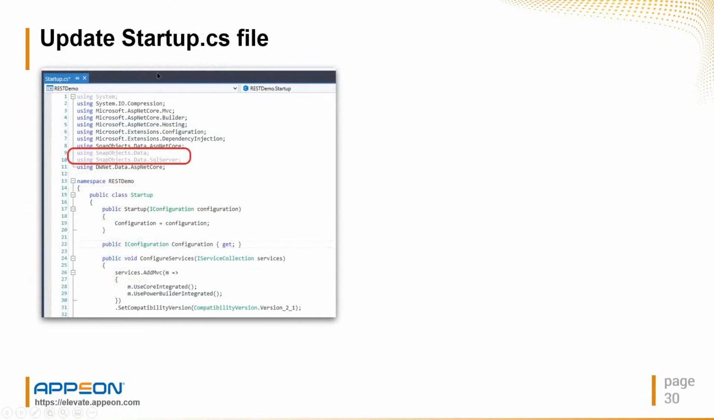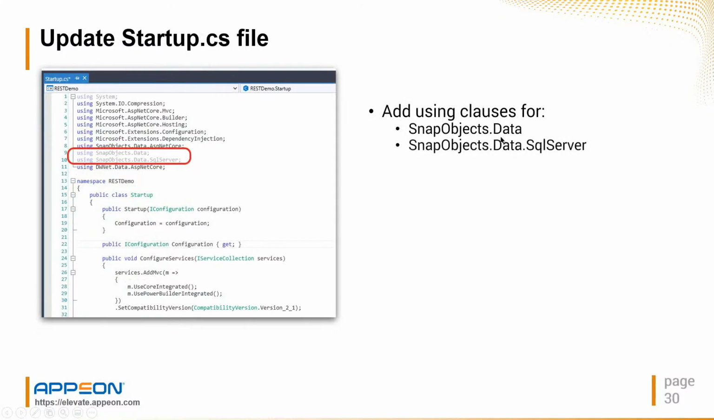Okay, now we have to go back to the Startup.cs file, and we're going to add some using clauses for the SnapObjects libraries: SnapObjects.Data and then SnapObjects.Data for whatever database you're using. SnapObjects is Appeon's ORM for .NET Core. ORM is Object Relational Mapper.